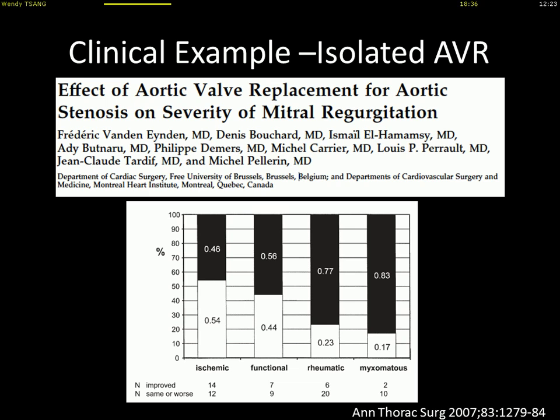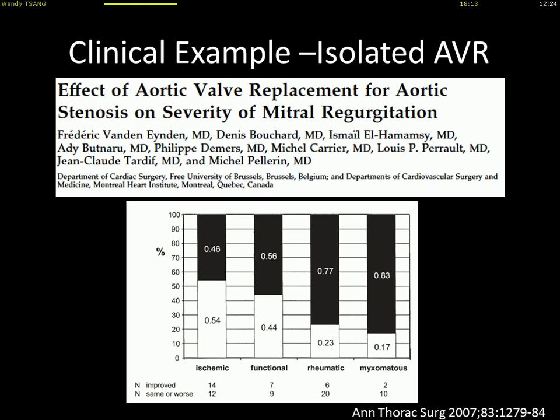And this is actually a review from a surgical group in Quebec, where they looked at all of their patients who underwent isolated aortic valve replacement. They broke it down by mitral valve etiology and looked at the effect on mitral regurgitation after their surgery. On the y-axis, they have the percentage of patients. The white bars mean they have a decrease or an improvement in their mitral regurgitation.